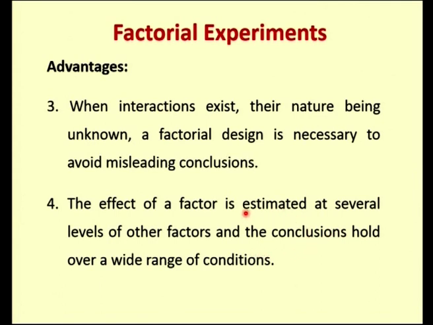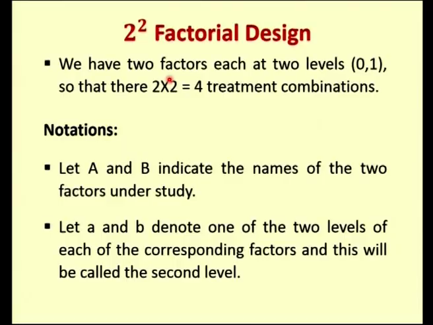And now we will discuss 2 power 2 factorial designs. Here we have 2 factors, each at 2 levels, say 0 and 1, so that we have 2 cross 2 is equal to 4 treatment combinations. The notations that we use in 2 power 2 factorial designs are as follows. Let capital A and capital B indicate the names of the two factors under study, and small a and small b denote the second level of each of the corresponding factors. The first level of the factors A and B may be denoted by the absence of the corresponding letters in the treatment combination.